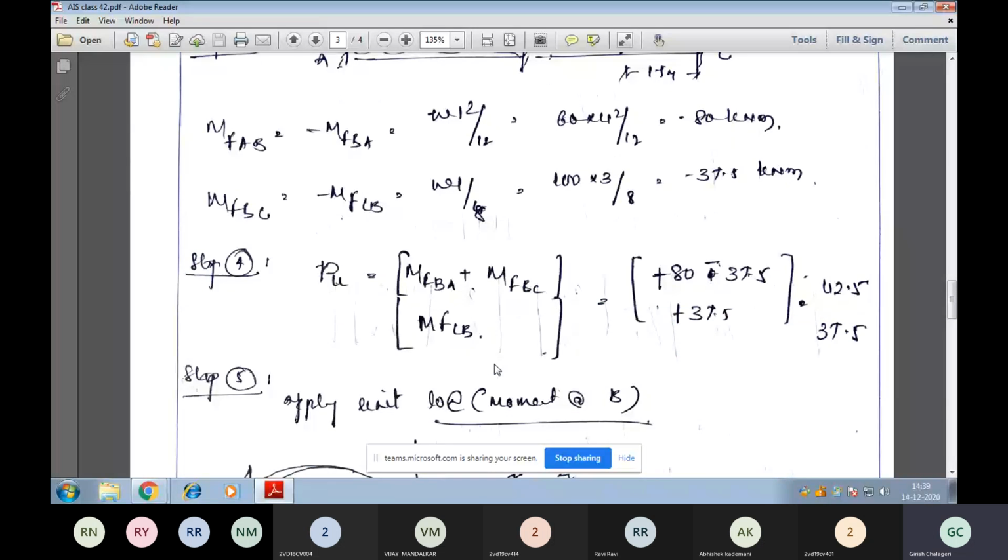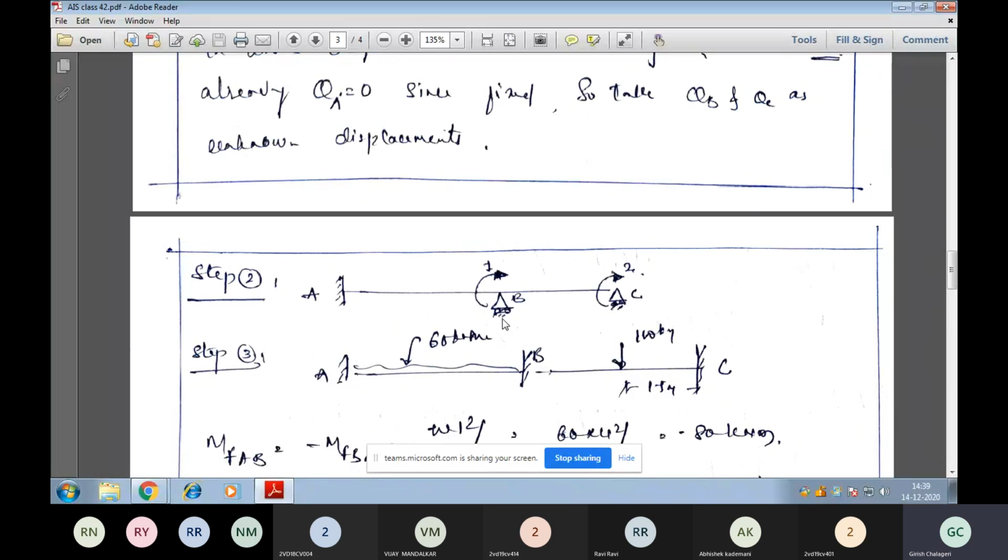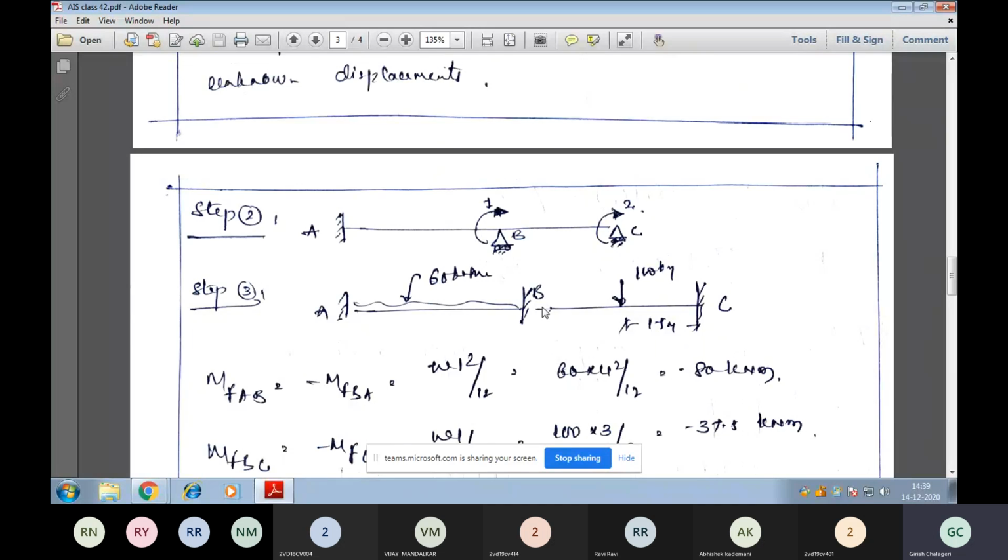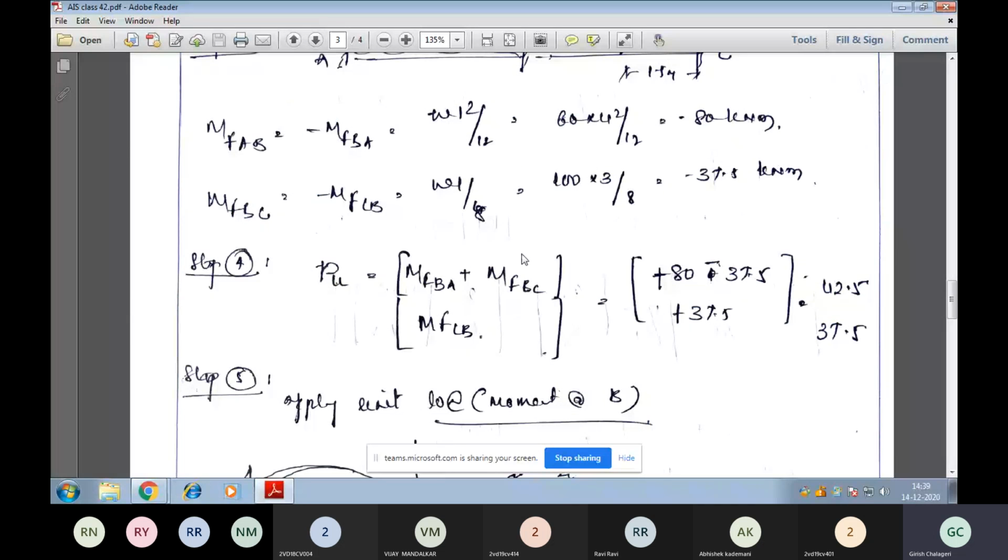Next is step 4. Step 4 is simple. PL value, as I told, is adding the moments at the coordinate joints. Which are the coordinates here? The removed two thetas, theta B and theta C, because theta A is 0. So two coordinates are there. We find the fixed moment at B and add the fixed moment at C. Here two members are connected, and here one member is connected. Whether it's plus or minus, add them. The final moment we get will be the PL value.